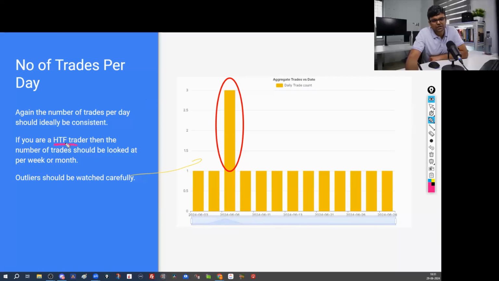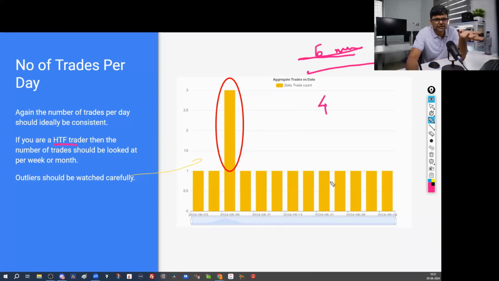Right? Now, what happens if you're a higher time frame trader? Let's say you are a short swing trader, so one trade a week. So obviously you cannot monitor a daily number of trades. You will have one trade a week, so 4 trades a month. So you will need more data. You'll have to observe your trading behavior over, say, 6 months.